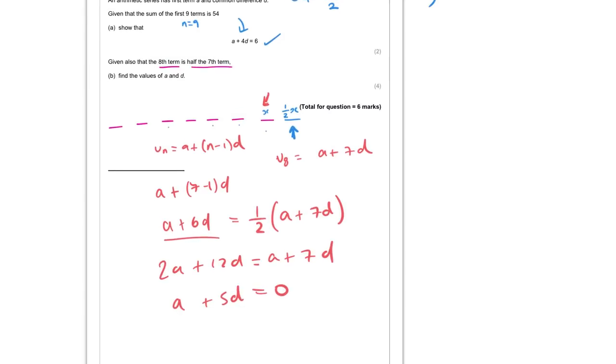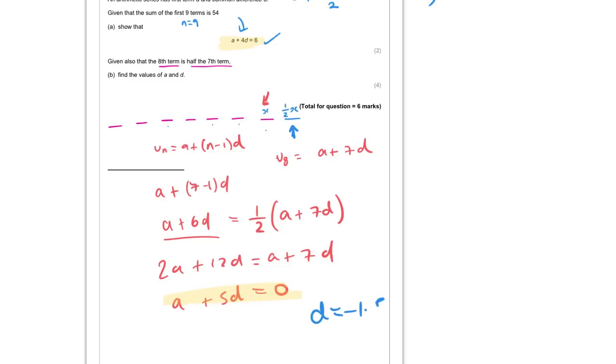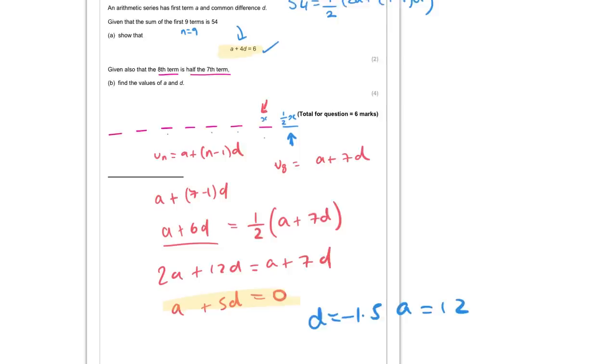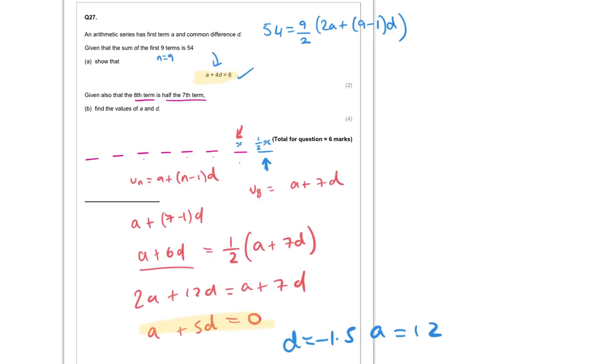So now that we have this, and we have the one from before, it's back to simultaneous equations, okay? And then you're going to get your difference is minus 1.5 and your a is 12. Okay, just wanted to let you know a problem solving style one, because question 26 was a bit easy.